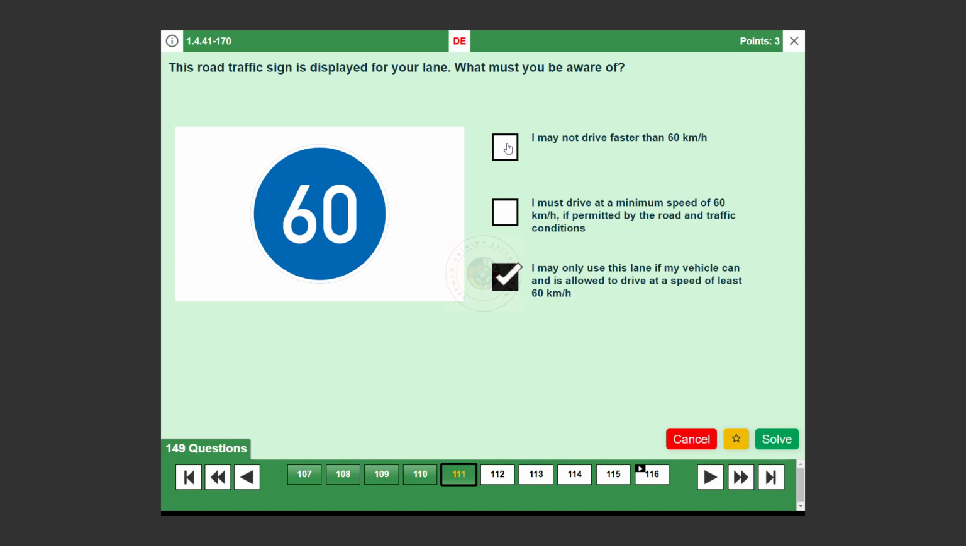False. This option is incorrect. The sign specifies a minimum speed, not a maximum. I must drive at a minimum speed of 60 km per hour, if permitted by the road and traffic conditions. True. The sign requires maintaining at least 60 km per hour, subject to road and traffic conditions.